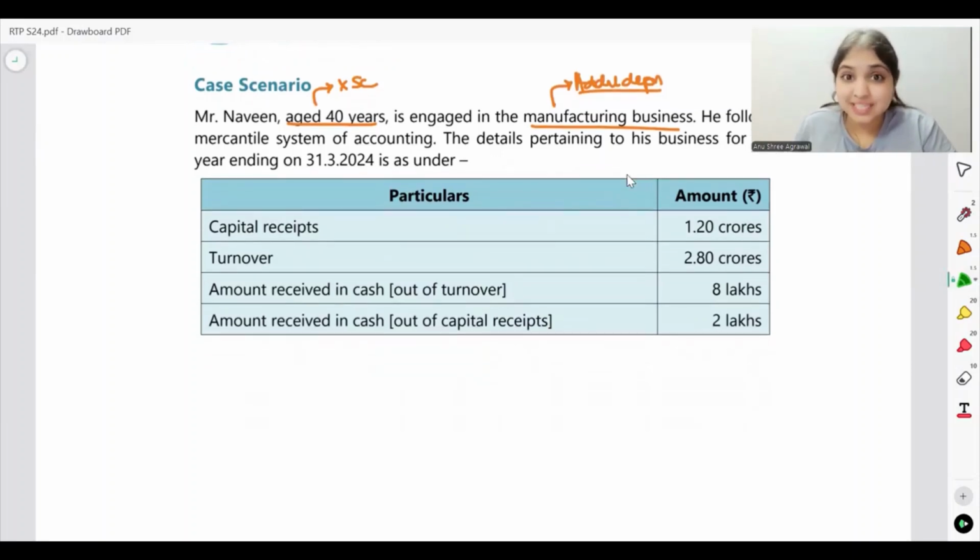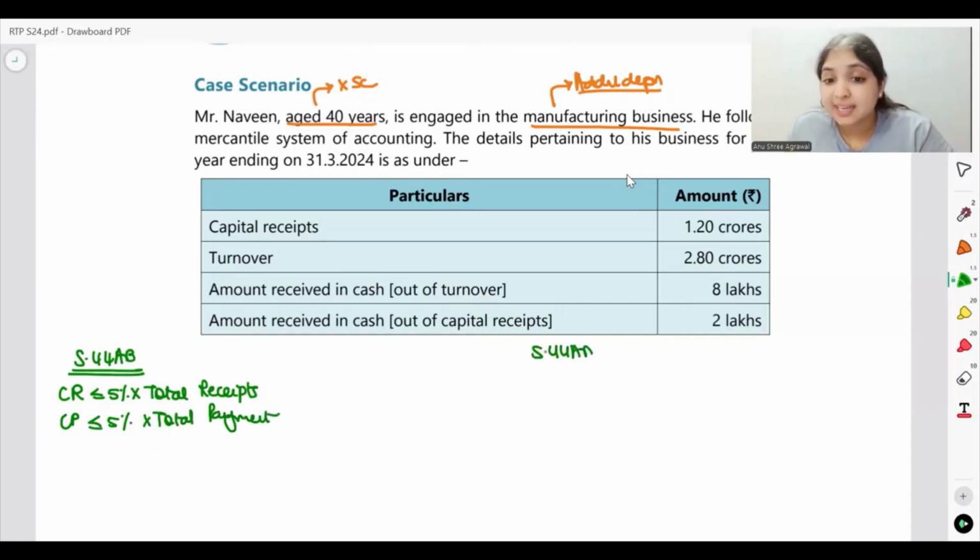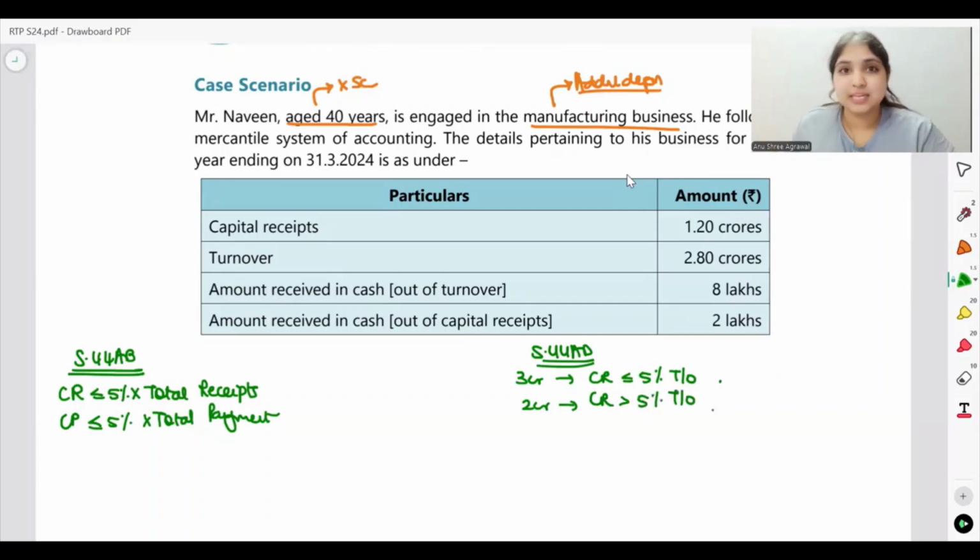Now listen to me. See, if I talk about 44AB, the third situation says that cash receipt has to be within 5% of total receipts and cash payments has to be within 5% of total payments. If I think about section 44AD, presumptive taxation, if you want to apply the 3 crore limit, then the cash receipt has to be within 5% of the total turnover. If you want to apply the 2 crore limit, cash receipt has to be more than 5% of the turnover.